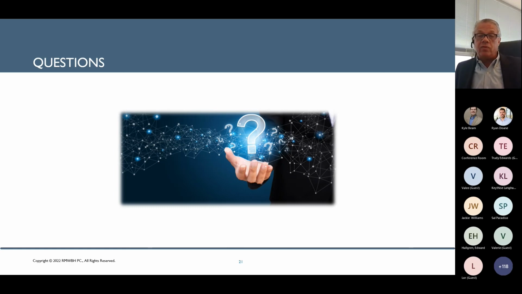What if there's a fee associated with the application and it's not paid? Does the clock start when the application is received, even though the required fee has not been paid? In order to avoid any argument about that, I would send a denial letter and tell them that they have to submit the fee. That way there's no fight about that.